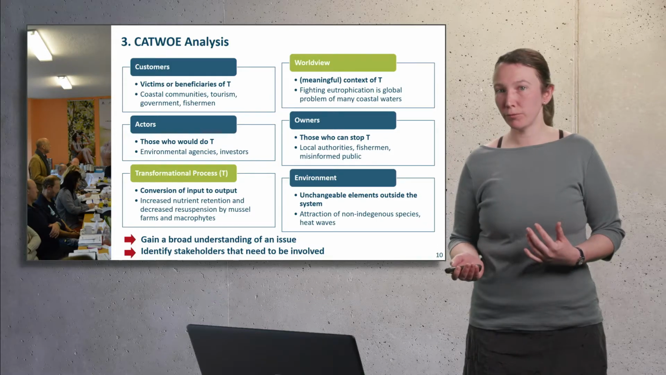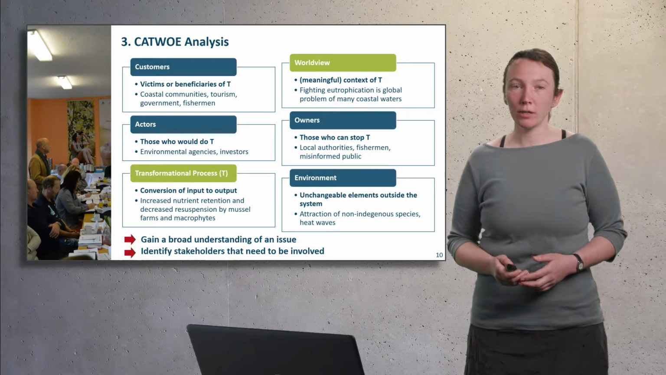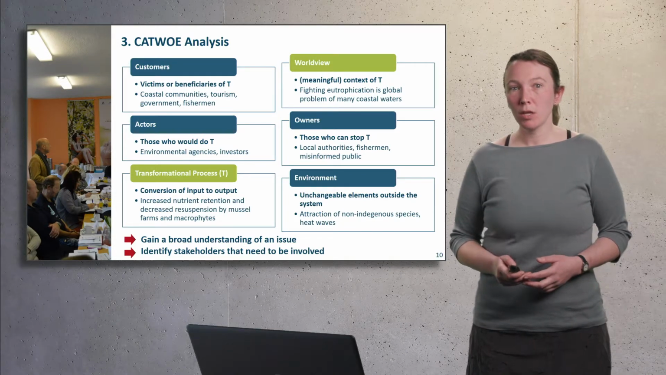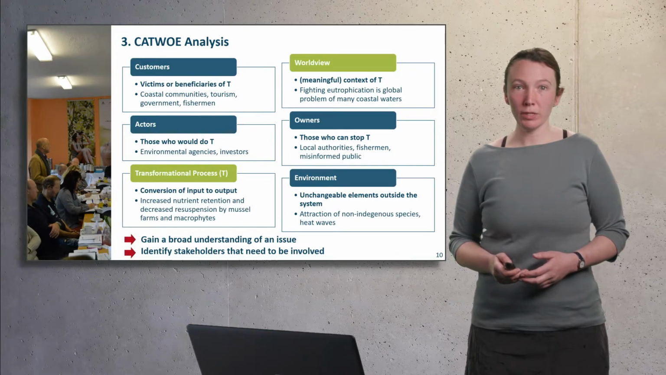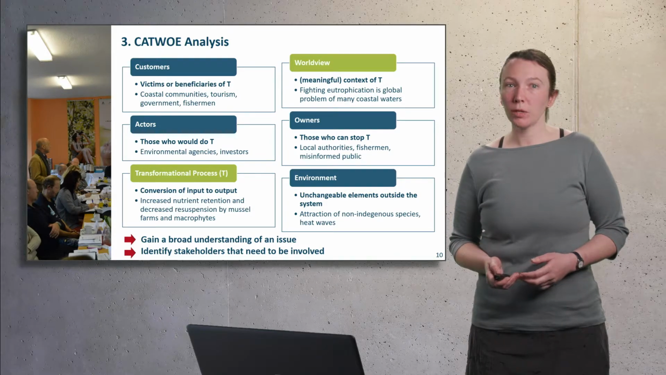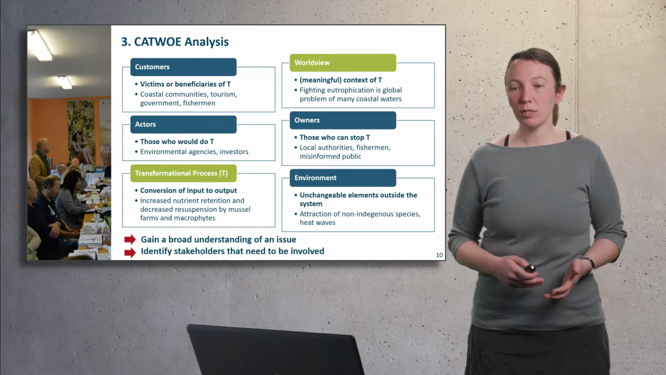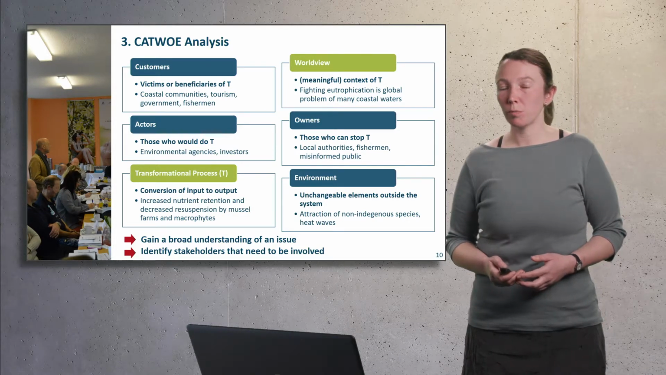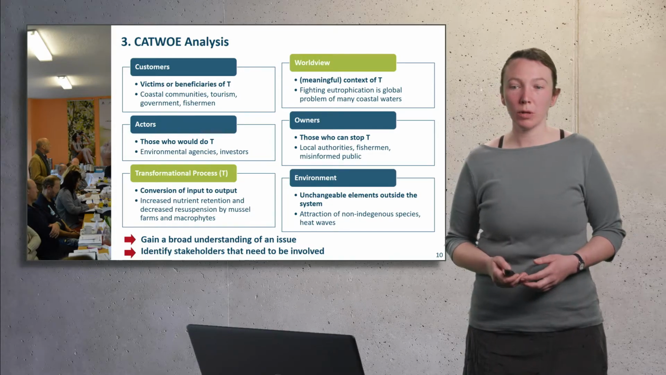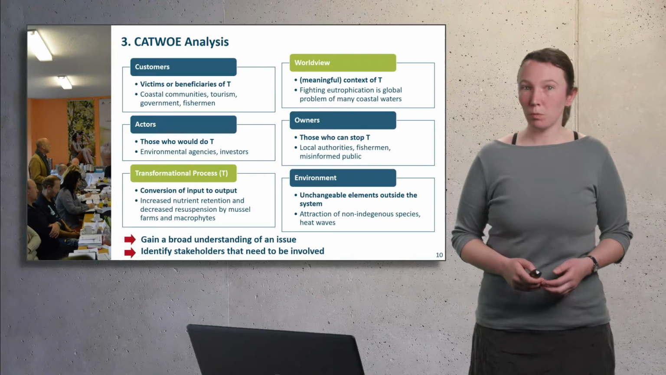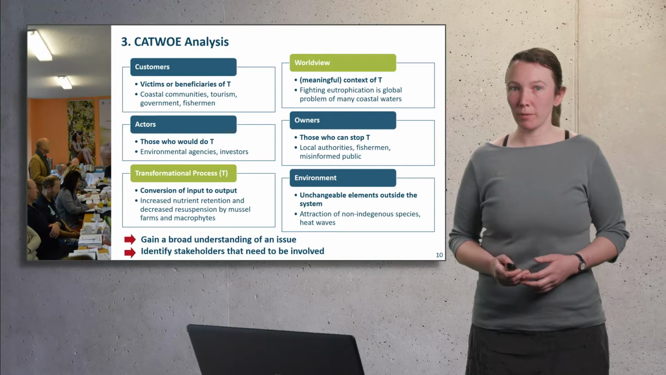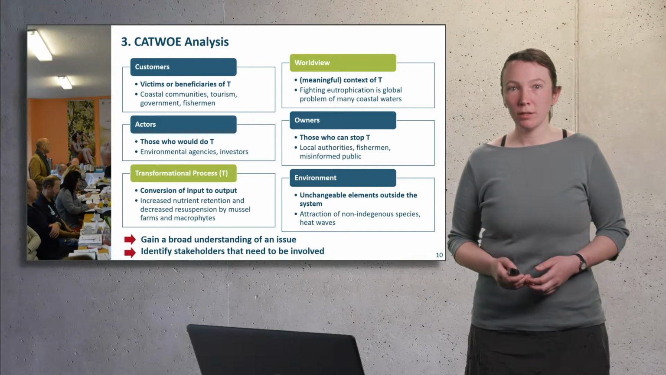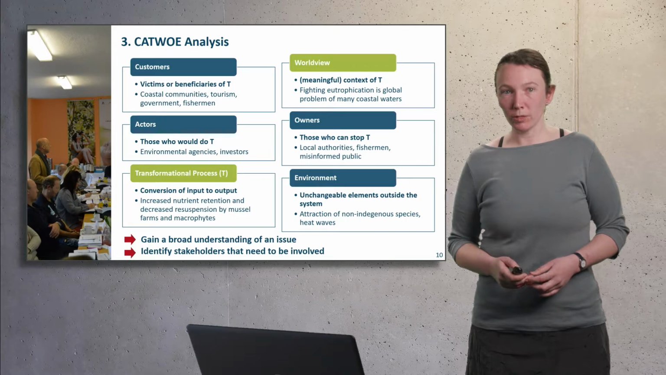And after you filled these two components, you fill all the other ones. So customers, these are the victims or the beneficiaries of the transformation. So in our case, it could be coastal communities, tourism, or the government who would benefit from better water quality and higher transparencies. And victims could be, for example, fishermen who might be affected by changes in the fish species composition. Actors are those who do the transformation.